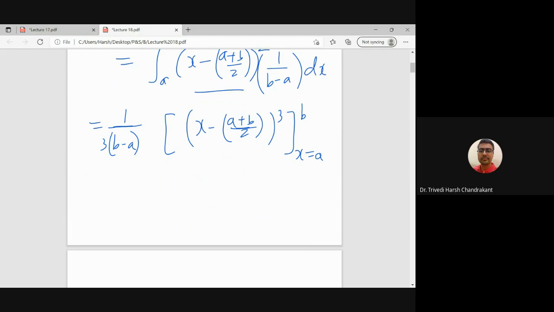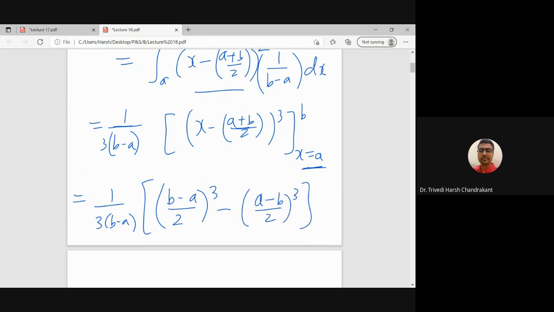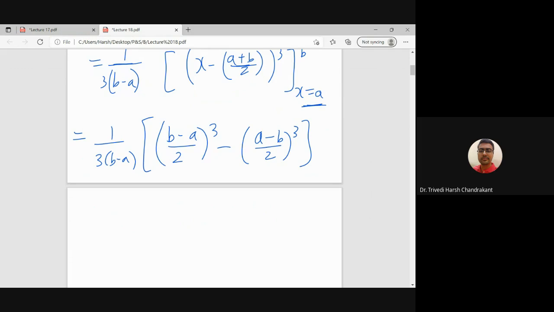So that is 2b minus b, which is b minus a, right? So that is (b minus a) by 2, to the power 3. When we substitute the lower limit, we have the minus sign, so that will be (a minus b) by 2 cubed. Now the common term we can take outside, that is (b minus a) to the power 3, right?